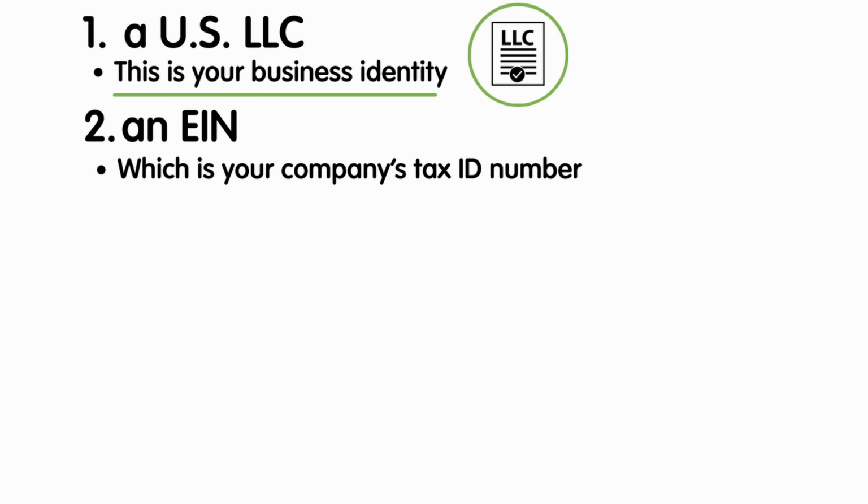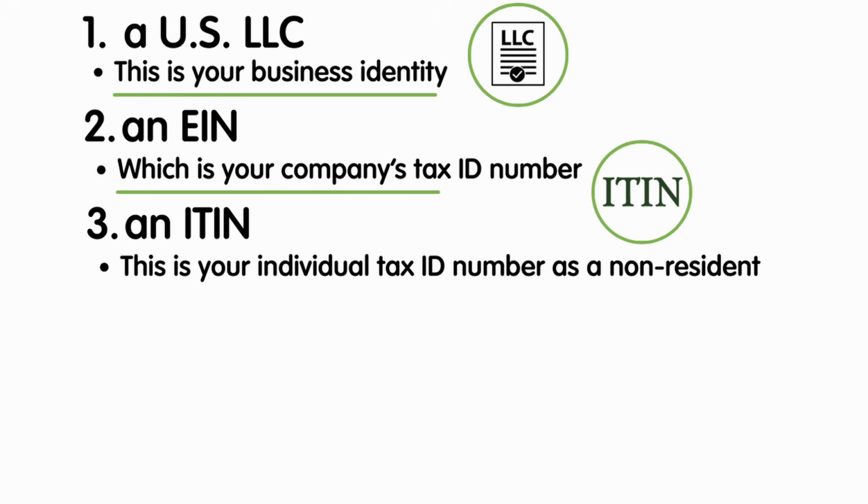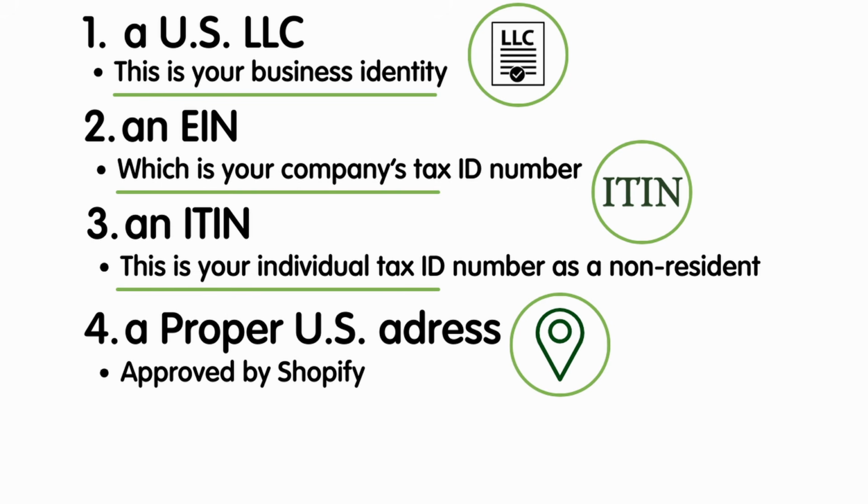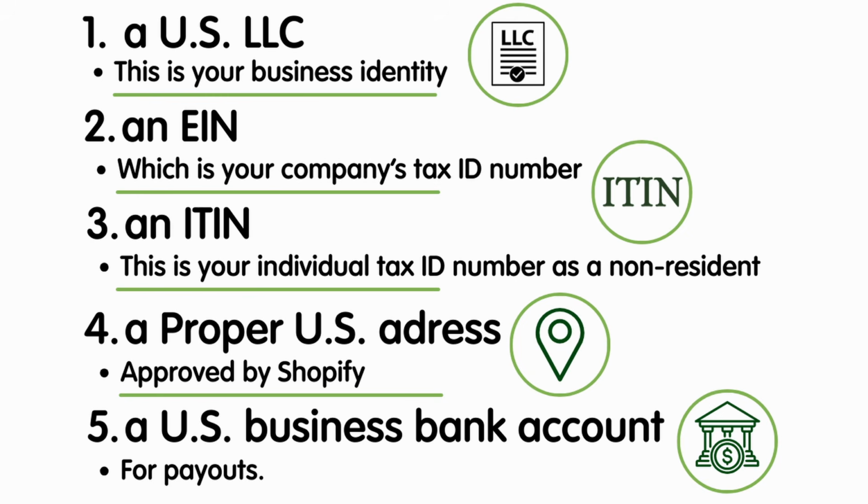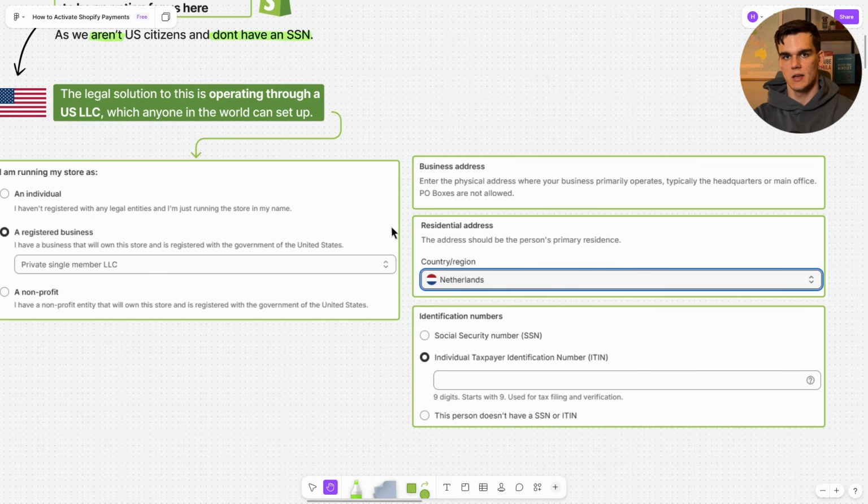So here's what you need to make this work. First, a US LLC. This is your business entity. Second, an EIN, which is your company's tax ID number. Third, an ITIN, which is your personal tax ID as a non-US owner. Fourth, a proper US address that won't get flagged by Shopify. And finally, a US business bank account. Now I know this sounds like a lot, but I'm gonna walk you through each step, and honestly, it's not as complicated as it seems.